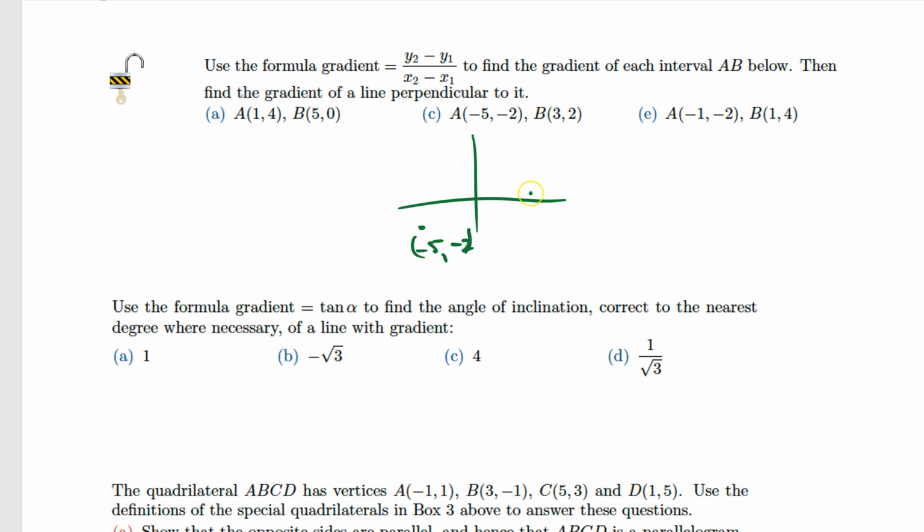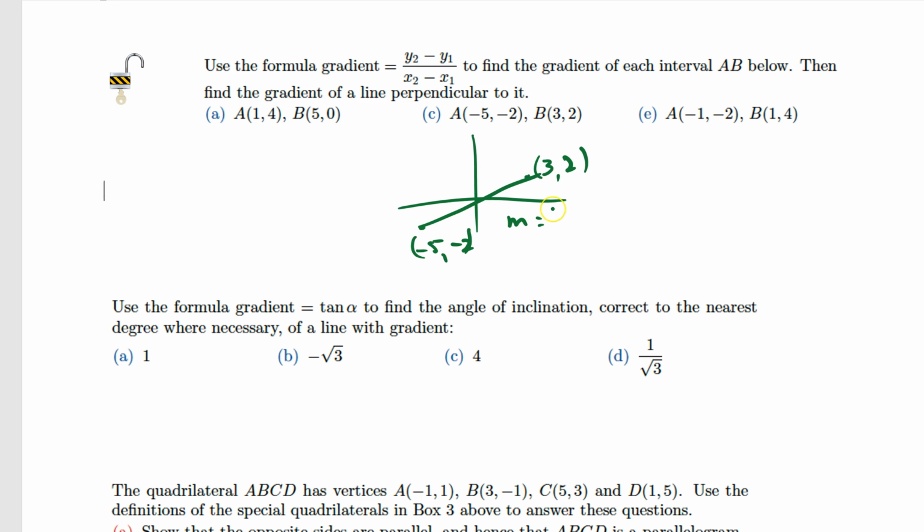And 3, 2 is going to be here and up a little bit. So I expect my answer to be positive. And then in any order at all, if I just say that the gradient is y2 minus y1 over x2 minus x1, I don't always have to write that formula. You might want to do it a couple of times to get your head around it. And for some reason, I often take the one on the right, but again, there's nothing important about that.